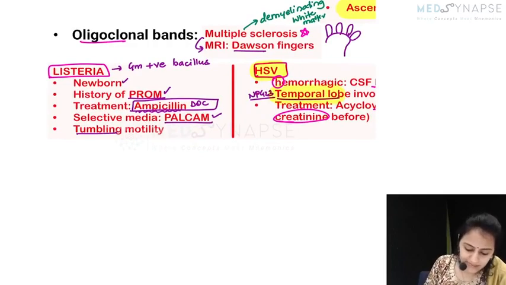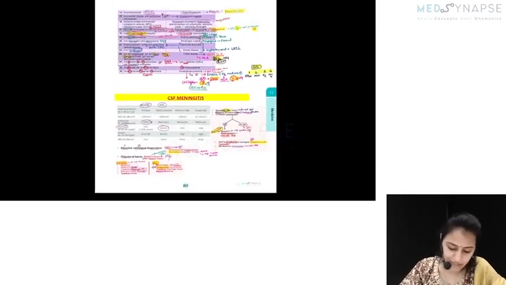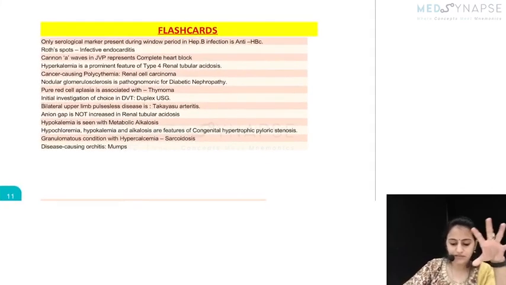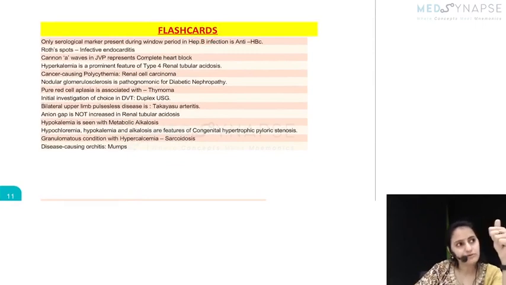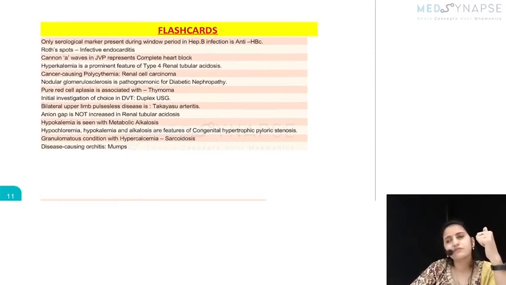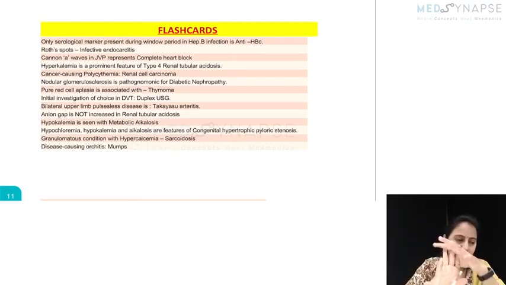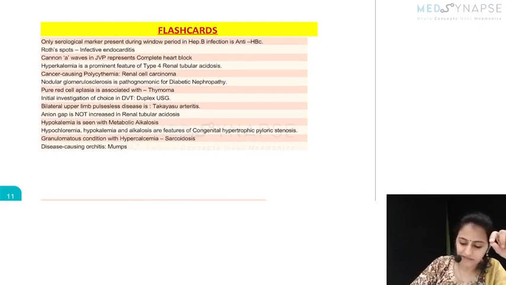Right, so remember listeria and HSV along with this CSF meningitis. Coming to the last one here, this is flashcards. Don't think this medicine is all there is, because the rest of the topics are covered in patho, like your infective endocarditis, anemia, lymphoma, hematology, all that we will cover in patho. So looking at the quick one-liners, the flashcards, which are very, very important.